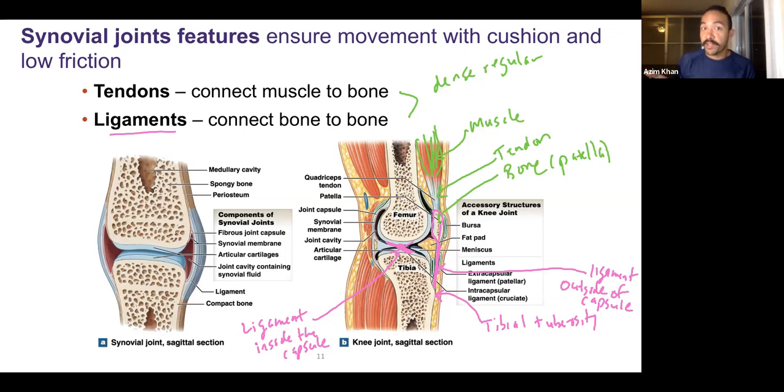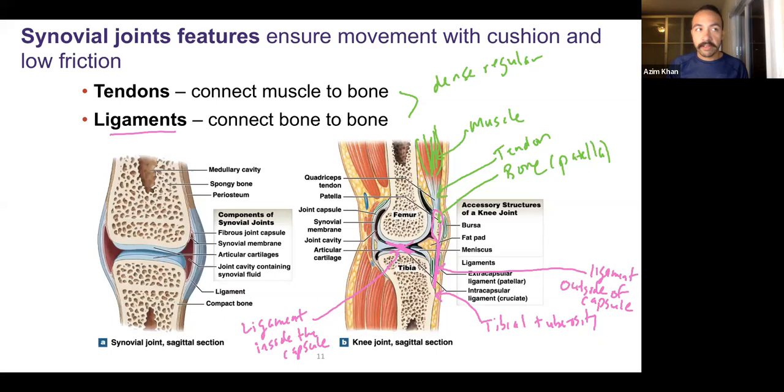Which one do you think is going to heal faster if you tear one? Not fun to tear a ligament in general. You're going to have some time where you need to heal, or maybe in some cases you can't repair, and so you'll just kind of get rid of it, or you'll get an implant.